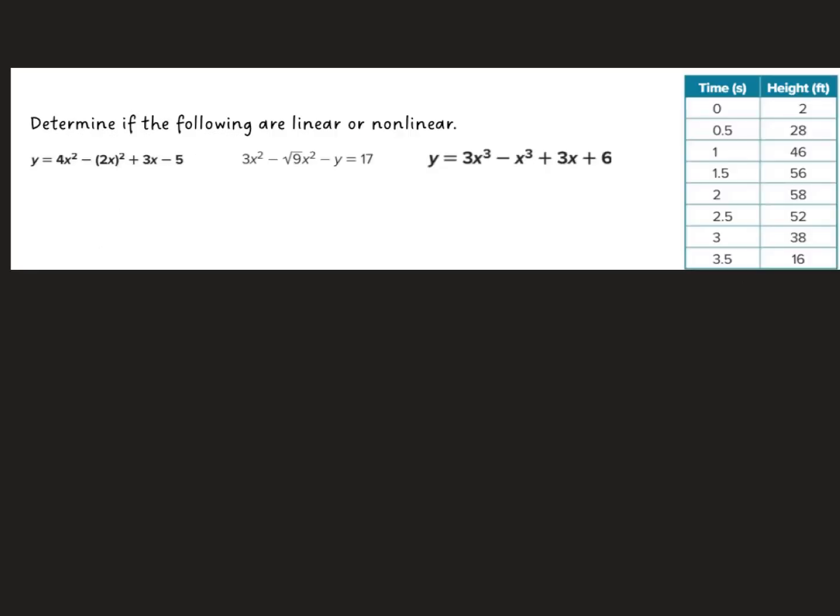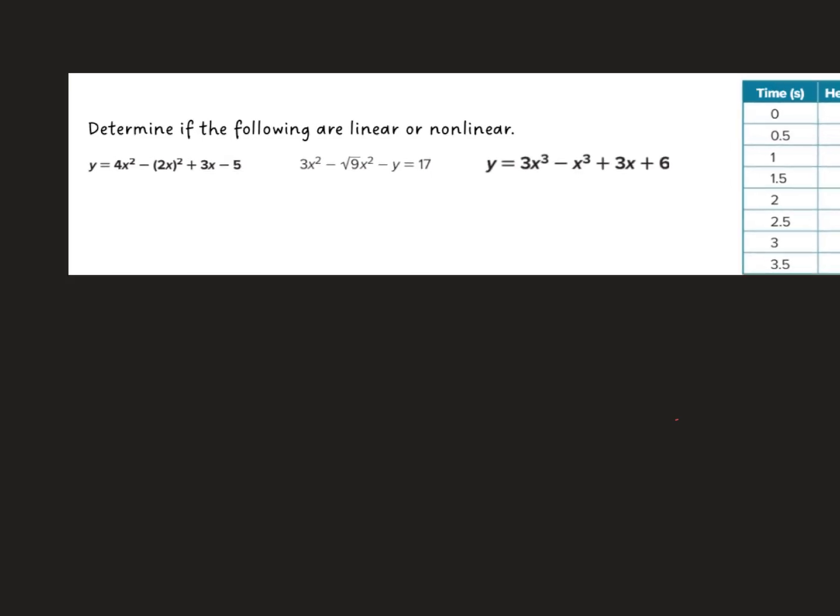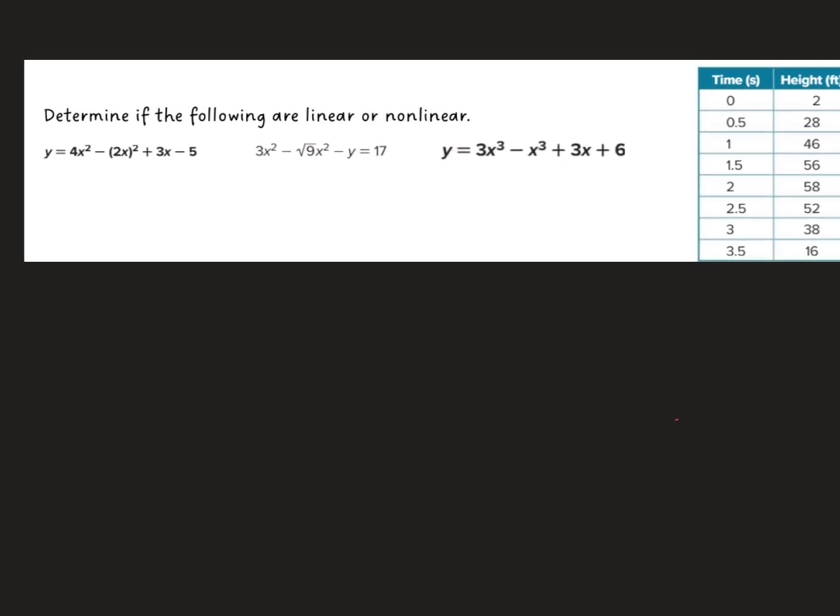Determine if the following are linear or nonlinear. So let's look at the first one. I can't tell what that says. Oh, hold on. I think that says, no, I still can't tell. Y equals, yes, okay. I just moved it over.